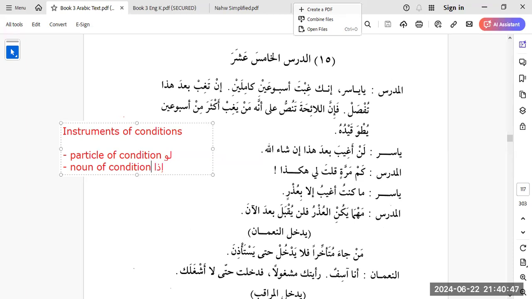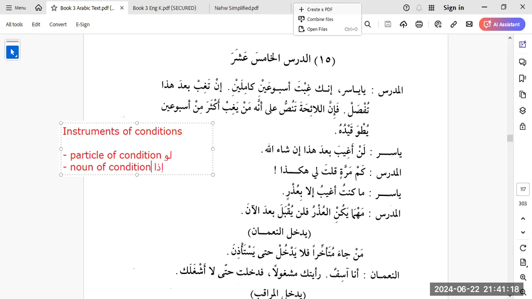One, we talk about law, that is an instrument of condition, which is a particle. So we call it a particle of condition. And how it functions in a sentence, right? We have studied it. I don't want to go into that. In the same way, we have the noun of condition, that is iza. So that is also an instrument of condition, but that's a noun. How that functions, we studied in lesson number 14. Just go through those again.